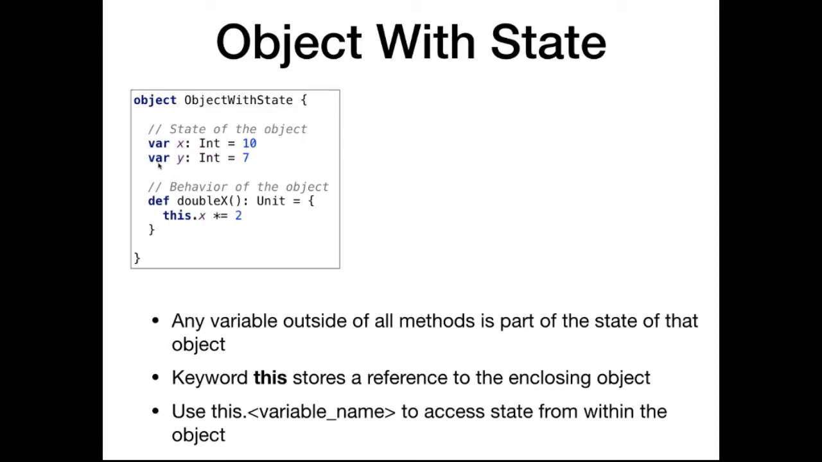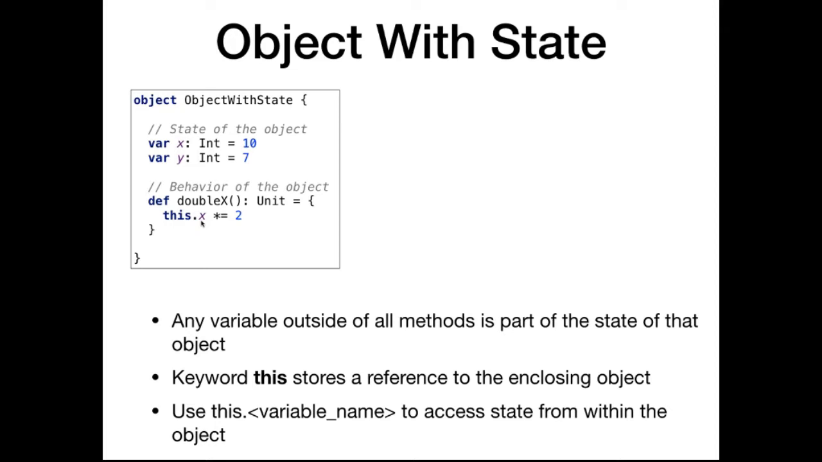So these variables, any variable defined outside of all of the methods, are going to be part of that object's state, and the state can be accessed by all of the methods in this class. So if I have these variables outside of all the methods, that becomes part of the state of that object. We can access these variables using the keyword this. If we do this.x from inside the object, it's going to access its state variables.